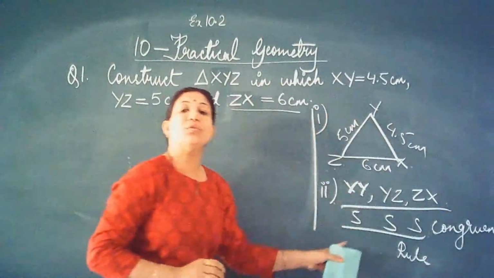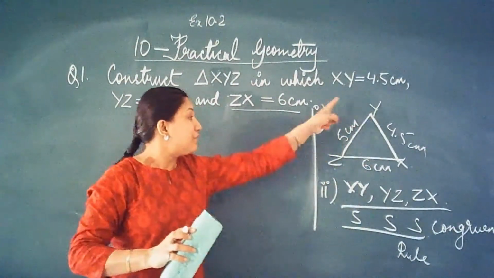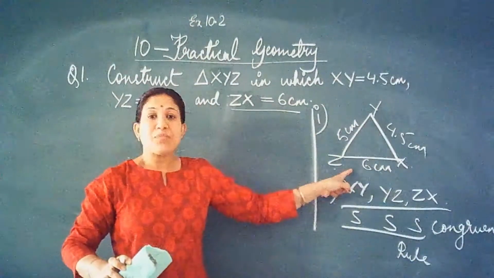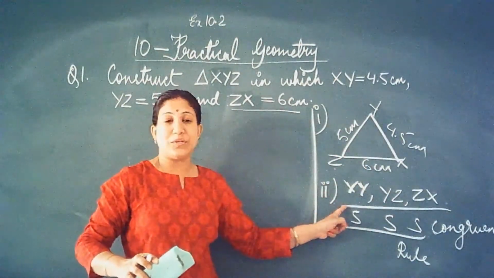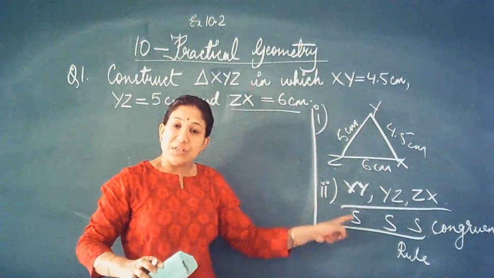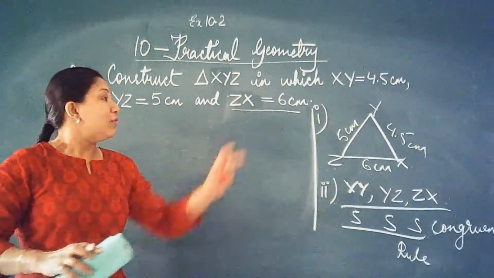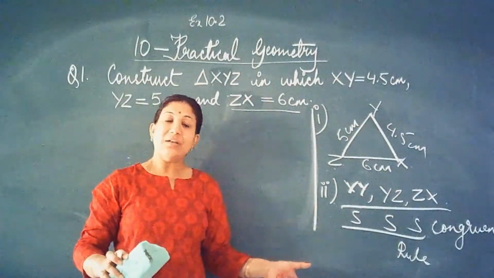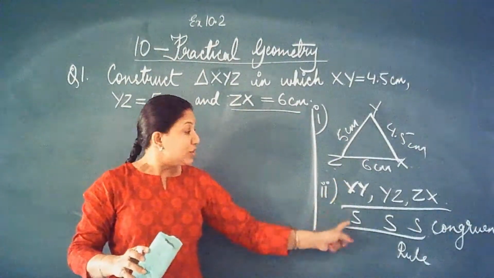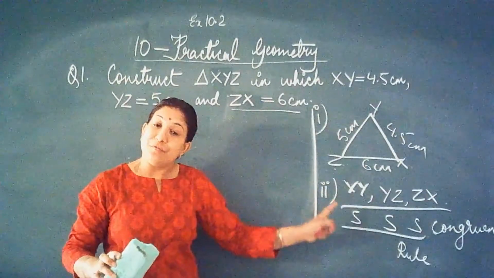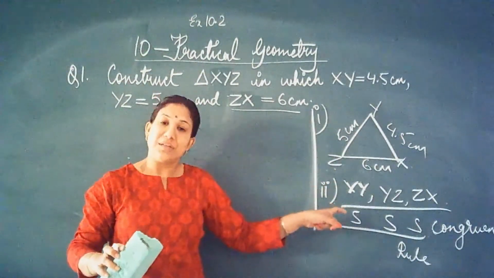So this also you have to mention, children, that first you draw a rough figure. After drawing the rough figure, you see what is given. This time in this question, three sides are given. So here we will follow the side congruence criteria. Now for this question it is very easy. Any one side you can take and start the construction. But remember, this congruence rule, as I told you before also, is a very important factor for doing the construction.